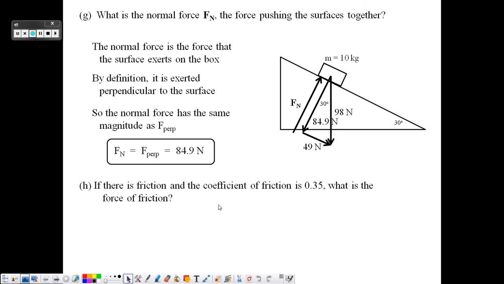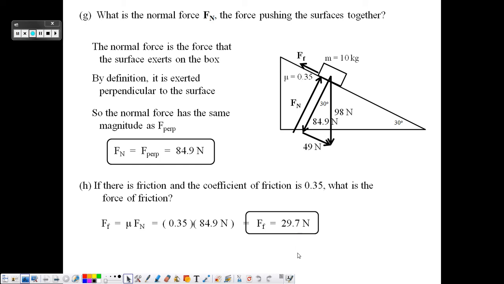Now, let's say there's friction. If the coefficient of friction is 0.35, what is the force of friction? Well, force of friction, which it will be directed up the plane. The magnitude can be found by mu times the normal force. And the normal force is now 84.9 newtons. And so multiplying it out, we get 29.7 newtons of friction force.